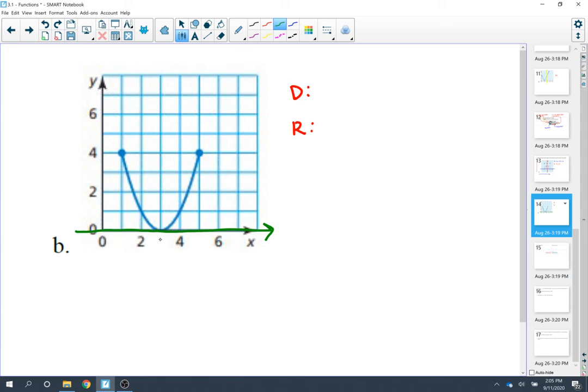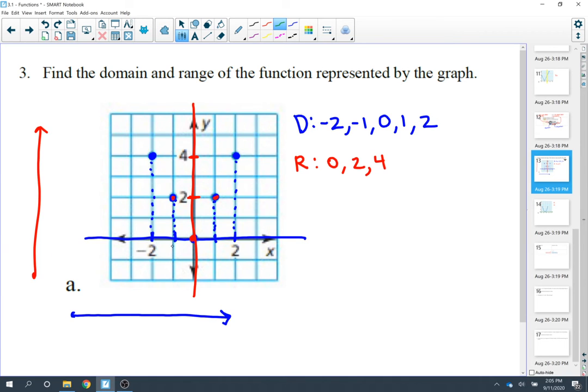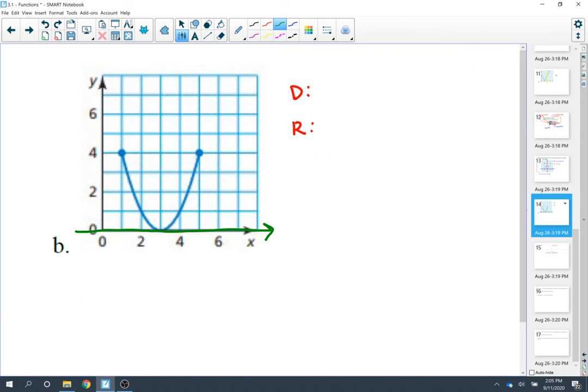Now, do you notice the big difference between this graph and the one we just did? The one we just did just had like specific points. So we listed the specific points. We said, okay, -2, -1, 0, 1, 2. This kind of graph is what we call discrete, meaning it's just a set of dots. It's discrete data. Versus this one, we're going to call continuous. It doesn't have specific dots. It's just continuous the whole way. It just keeps going and going.